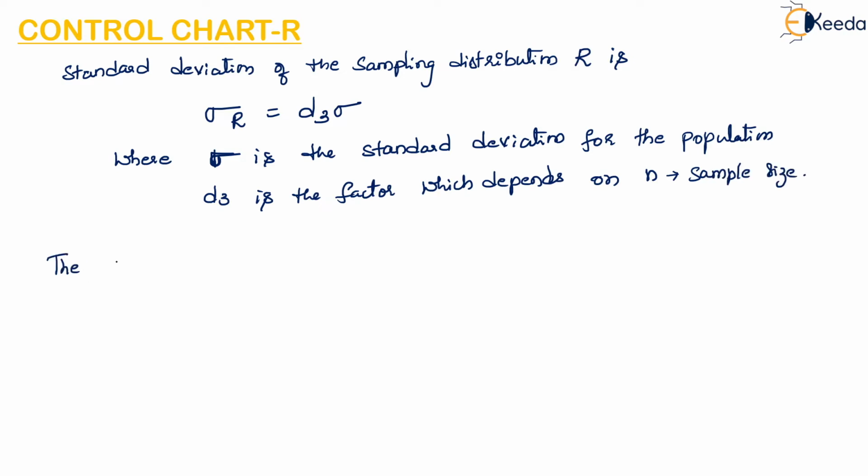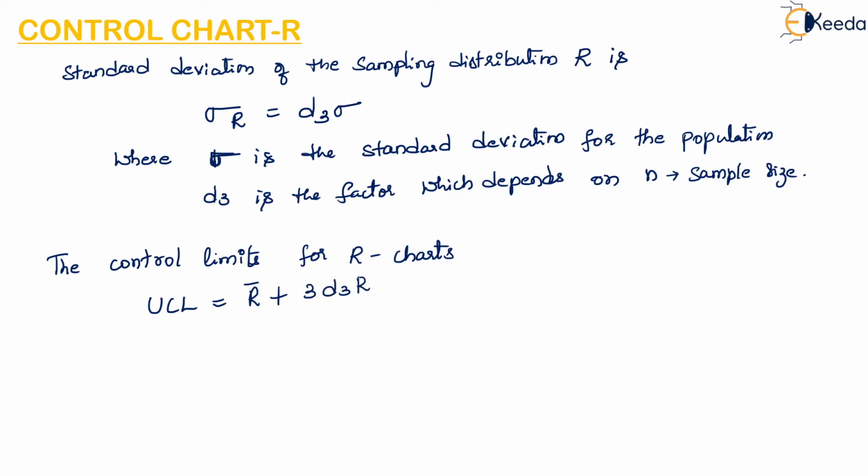So the control limits for R charts are given below. The upper control limit is given by R bar plus 3 D3 R bar divided by D2, and the lower control limit is R bar minus 3 D3 R bar divided by D2. D2 is also another factor which depends on the sample size.